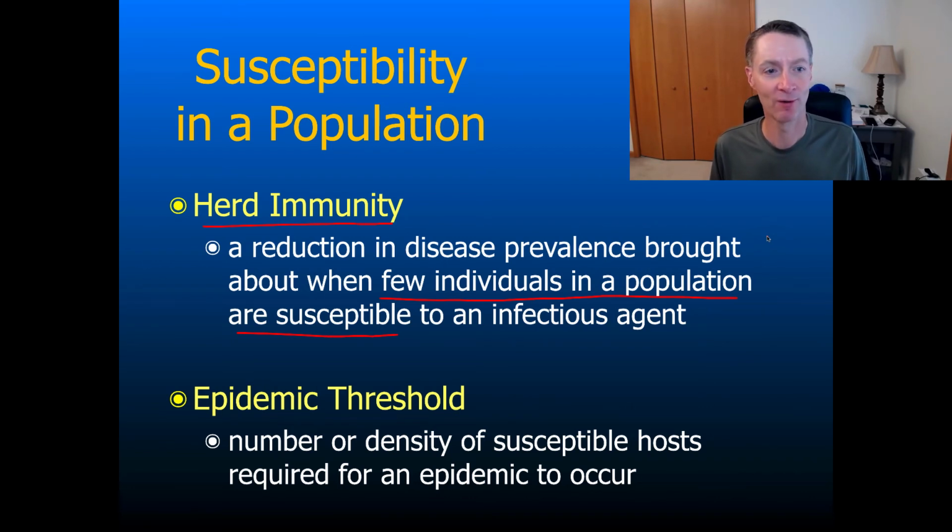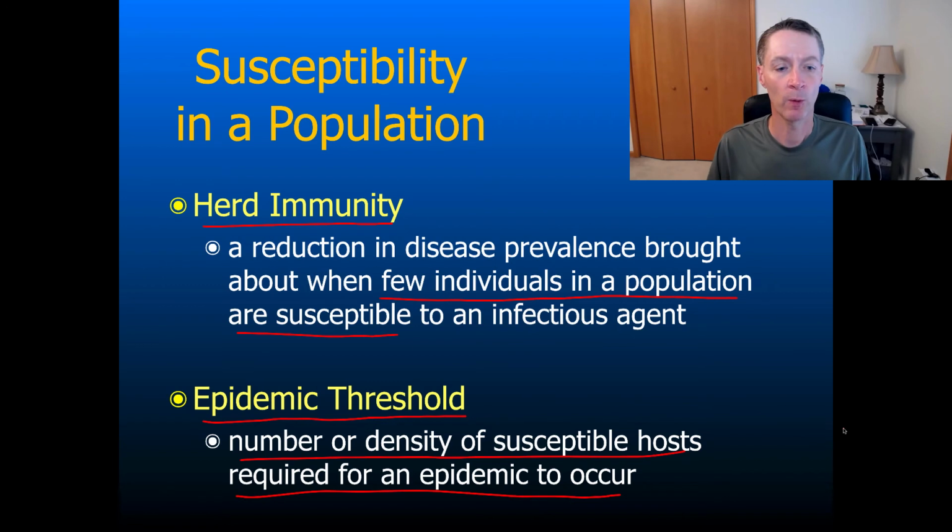This is a hard threshold, the epidemic threshold, which is the number or density of susceptible hosts that are required for an epidemic to occur, right? So when are we at the point where the number of people that are sensitive and susceptible to disease drops below a certain point, and we have more than 67% of people that are immune.